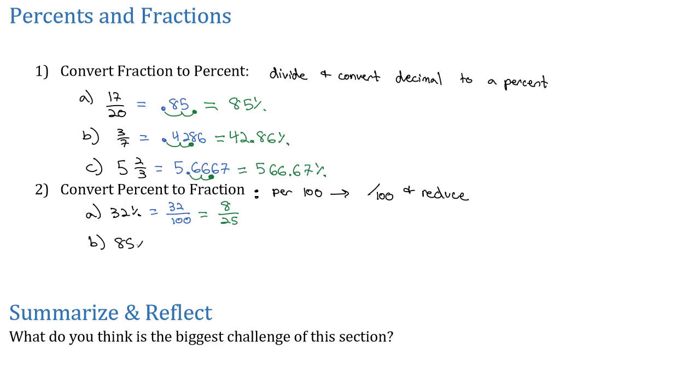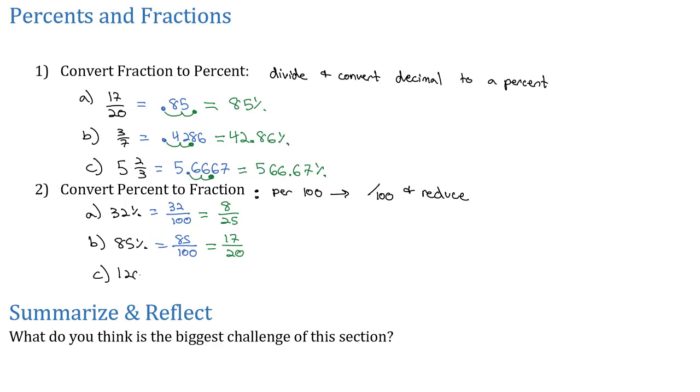Let's try 85%. Well, I can put that 85% per 100. And then I reduce this fraction. Both numerator and denominator are divisible by 5. 85 divided by 5 is 17, and 100 divided by 5 is 20. So 85% is 17/20.